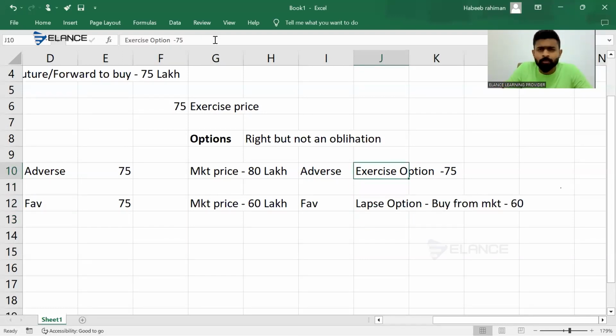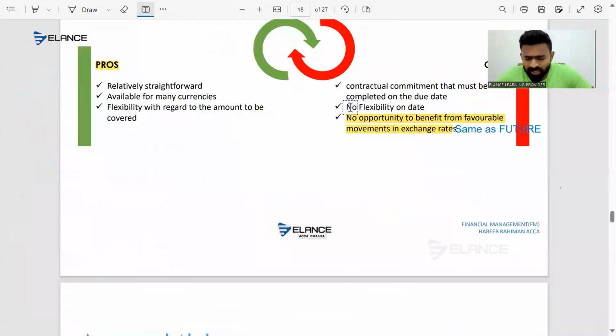Please respond. The terminology exercise and lapse. Exercise means we will fulfill the option contract at the exercise price. If we lapse the option, that means we are not taking it at the exercise price, we'll go for the market price. So for the options, are we losing the opportunity of favorable movement in the market? Say yes or no. No.